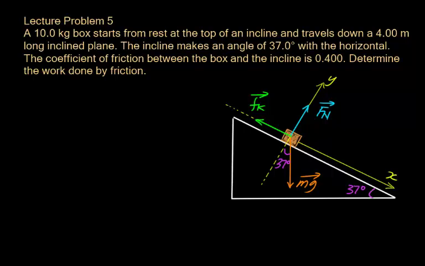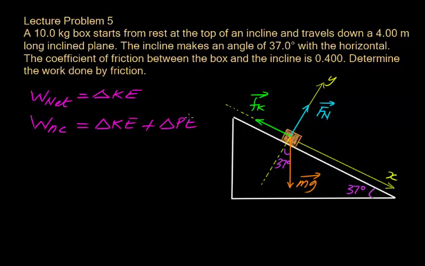Now, to be able to solve for the work done by the friction force, there are two different ways. You could use the work done by the net force, that equals the change of kinetic energy, or the work done by the non-conservative forces equals the change in KE plus the change in PE. These two equations are the same. You can choose to use one or the other. I happen to like the second one.